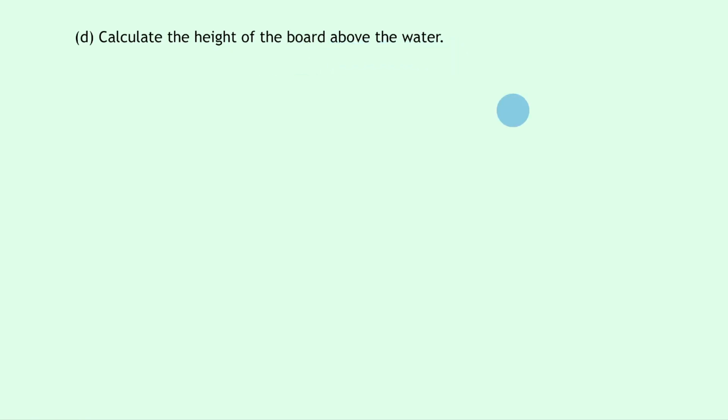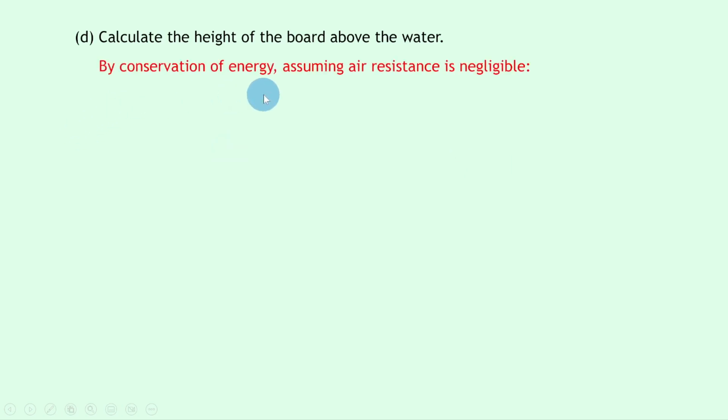Lastly, part D says calculate the height of the board above the water. Well, here we need to use conservation of energy because we know that Tom Daly at the start had gravitational potential energy and this converted it into kinetic energy. So we can say that by conservation of energy, assuming air resistance is negligible, i.e. we can ignore it, then we can try and find the height h. We know the mass m is 75 kilograms and the gravitational field strength G on Earth is 9.8 newtons per kilogram. And lastly, the kinetic energy we just calculated was 7,350 joules.